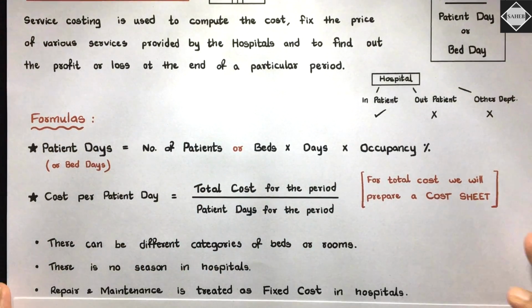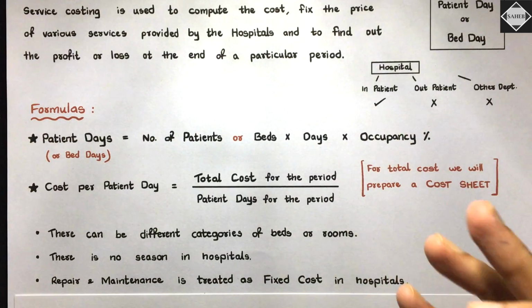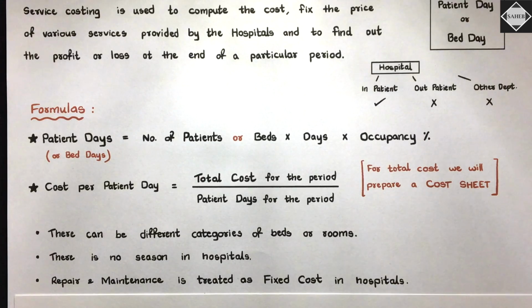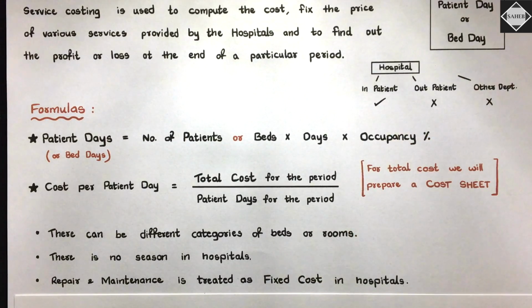Then repair and maintenance is treated as fixed cost in hospitals. Yes, understand. There are some safety standards in the hospital, isn't it? So even if you don't do any operation or surgery with a particular equipment, still you must do the repair and maintenance of that equipment because of the safety standards that the hospital must follow. So because of that, repair and maintenance usually will be treated as fixed costs in the hospital. Is that clear? Okay.